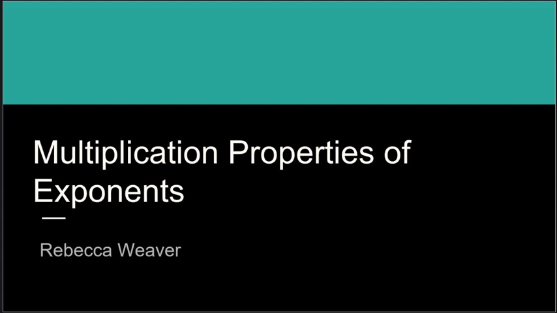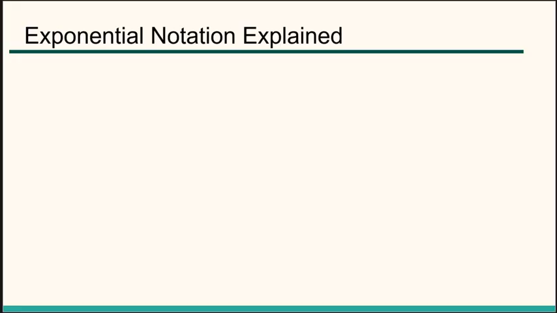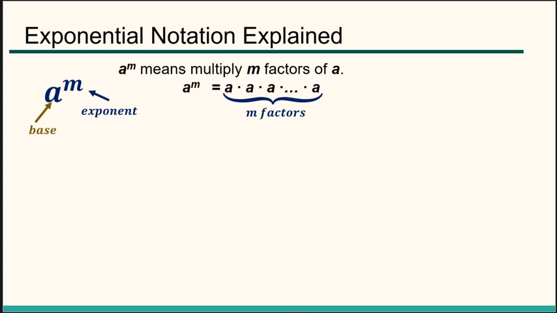I'm going to be looking at multiplication properties of exponents today. We need to do some exponential notation explained. So here we have a, which is our base, and m, which is our exponent. We say this as a to the m. A to the m means multiply m factors of a. Whatever that number is in m, that's how many a's you have multiplied together for m factors.